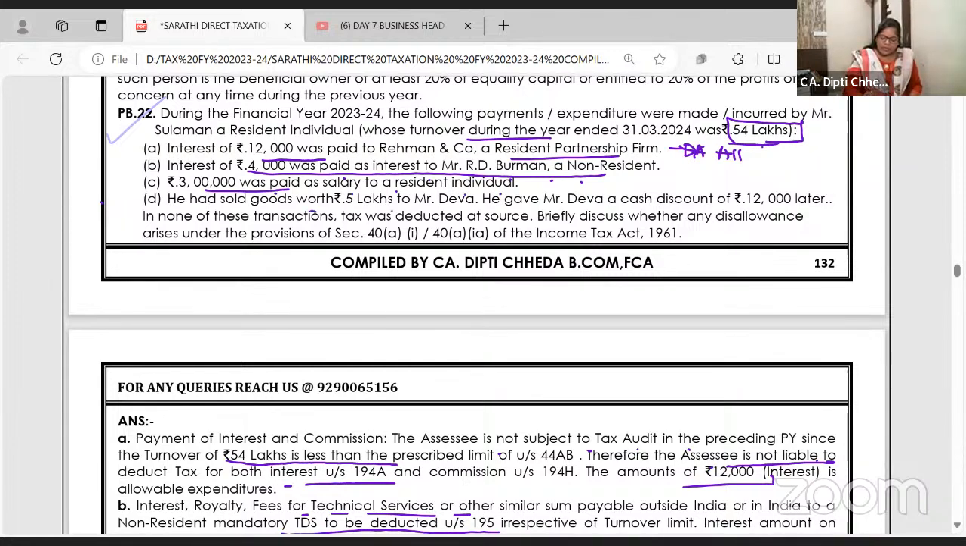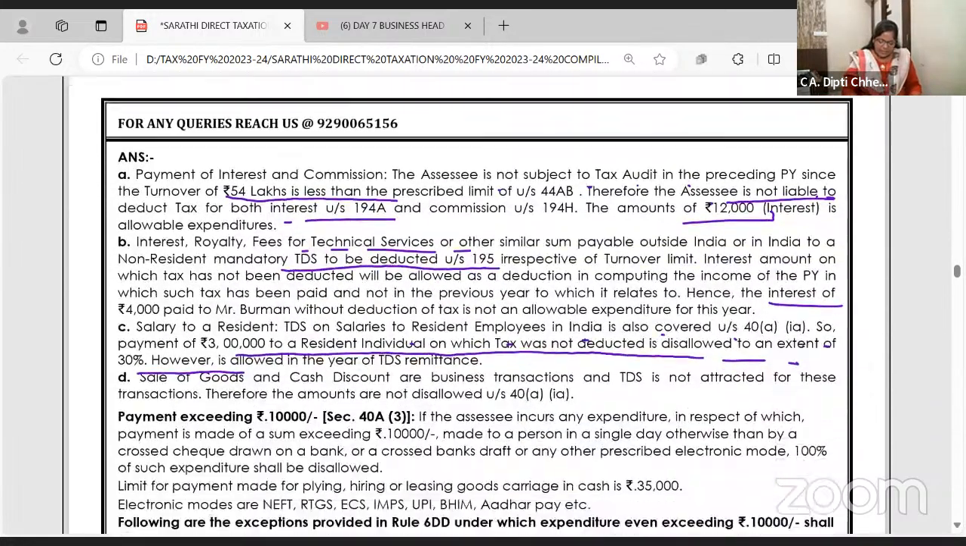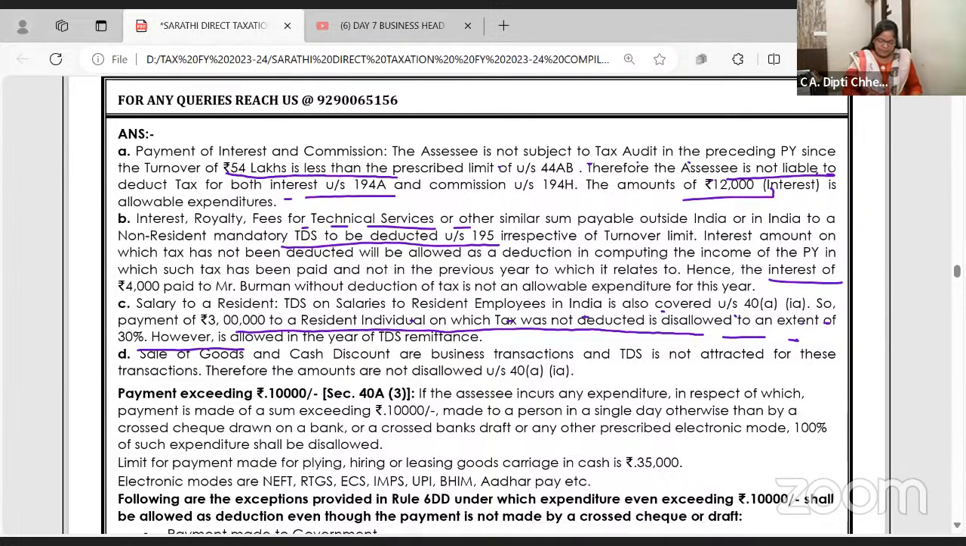He has sold goods worth 5 lakh to Dev. He gave Mr. Dev a discount of 12,000 later. In none of these transactions was tax deducted. Okay. In case of sale, there is no tax. Sale of goods and cash discount are business transactions and there is no TDS on sales. TDS is when you are generating income for others. So I hope this is a very beautiful question, and the reason for taking this is that the same can be repeated.